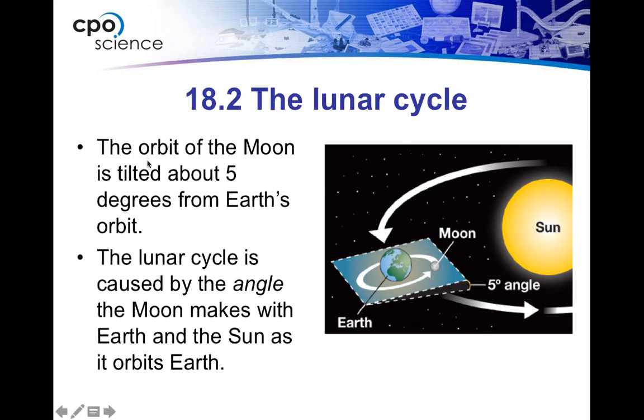So the orbit of the moon is tilted about 5 degrees from Earth's orbit. So you've got us on our axis, which creates seasons, which we'll talk about. And then you have the moon, which is on an angle of about 5 degrees. The lunar cycle is caused by the angle the moon makes with Earth and the sun and the Earth's orbit. So the reason we get these cycles is because you've got everything rotating. You've got the Earth rotating, us rotating around the sun, the moon rotating around us.